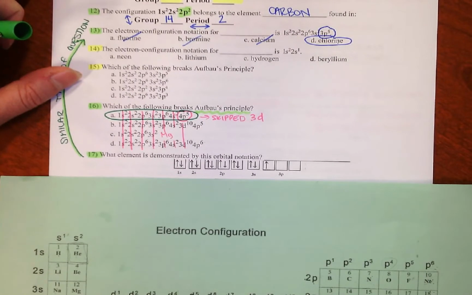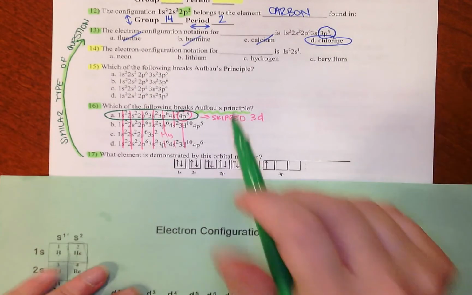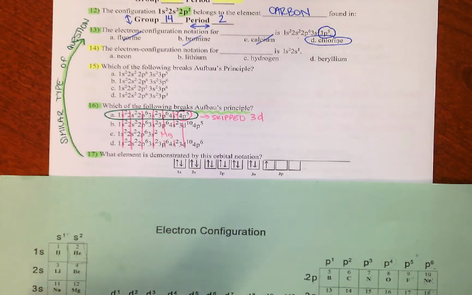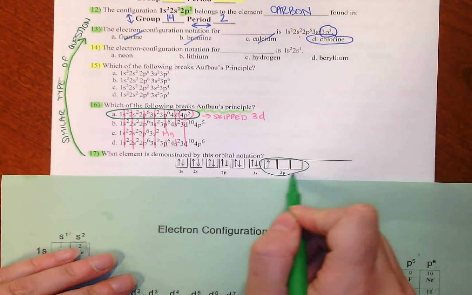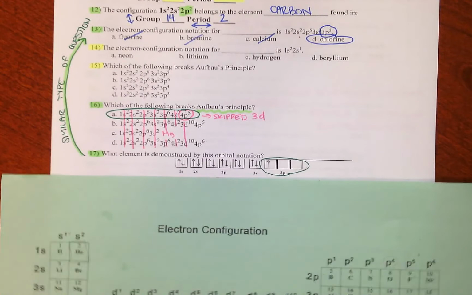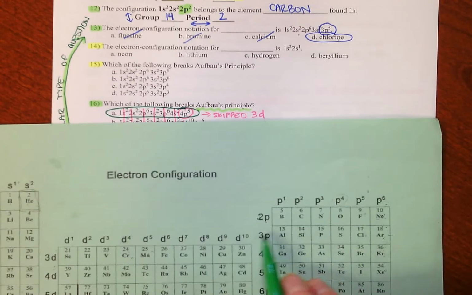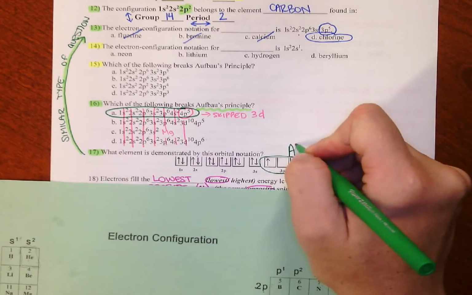17 sometimes freaks people out, but 17 is almost the same question as 13. Where instead of saying 1s2, 2s2, we did 1s, 2 arrows, 2s, 2 arrows. So again, we only need to key on the last orbital, 3p1, and 3p1 belongs to aluminum down here, 3p1. So what element is it? I would say Al, aluminum.